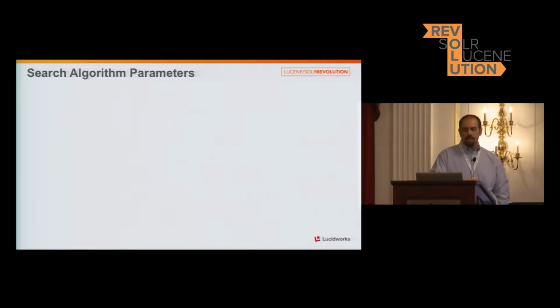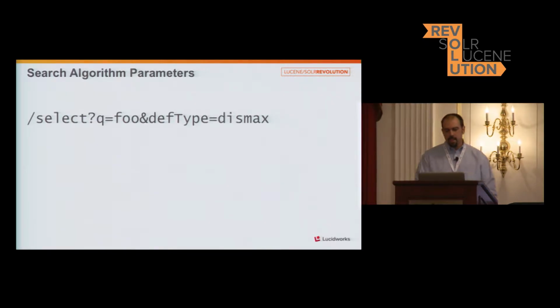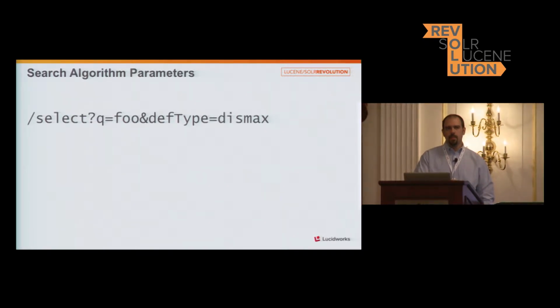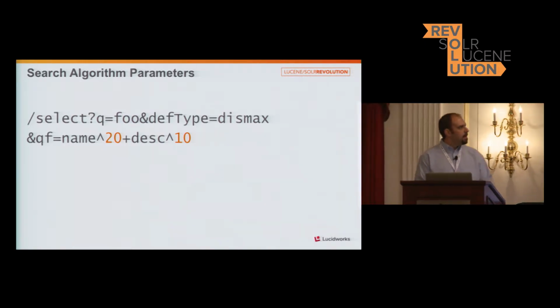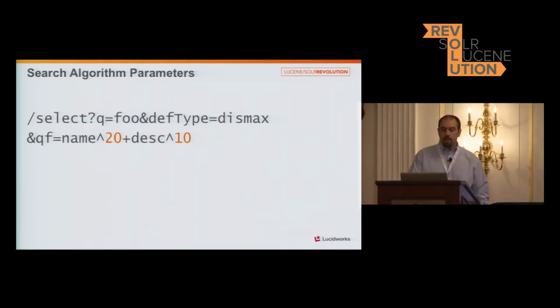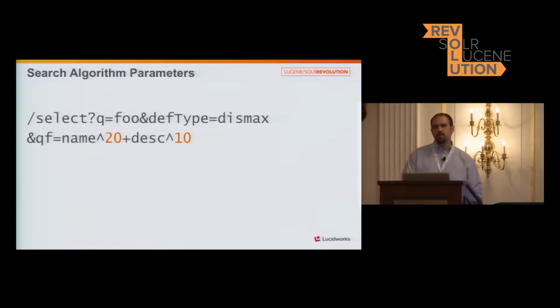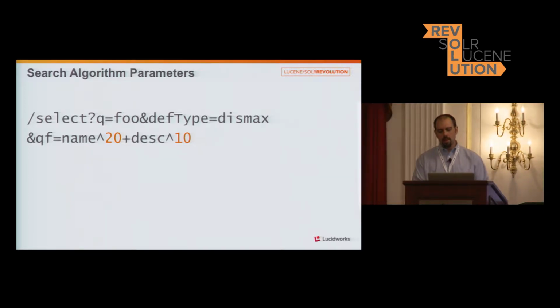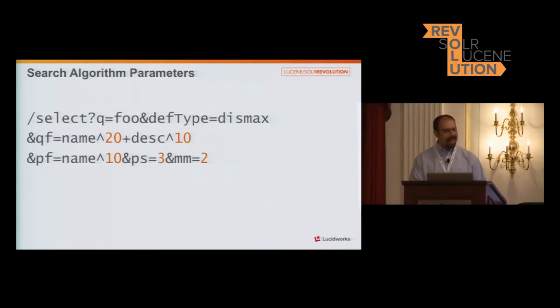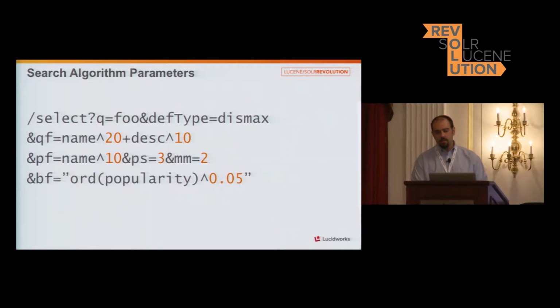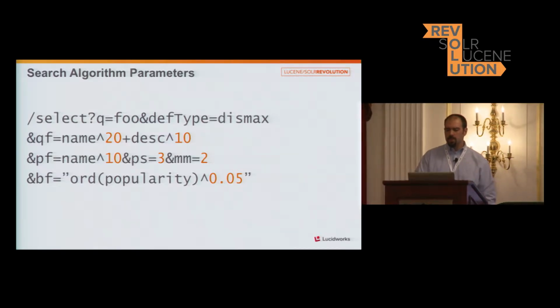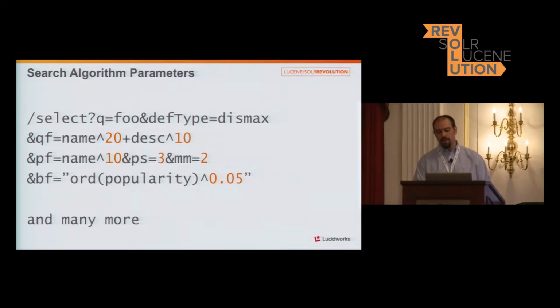So in looking at your search algorithm, there's many different types of parameters that you might be adjusting. With a simple select query, we might have a couple of query fields that we're looking at, name and description, which could have associated boosts alongside them. We could have phrase fields, phrase slop values, min should match. A boost function, again, with a boost value associated with it. And of course, there's many more things you could have as part of your algorithm.